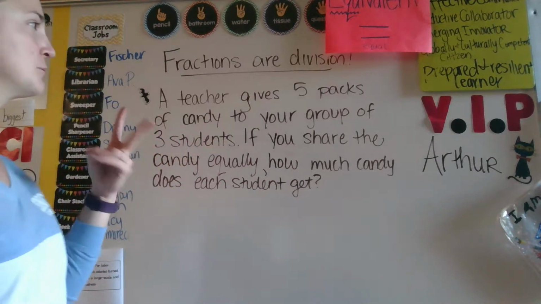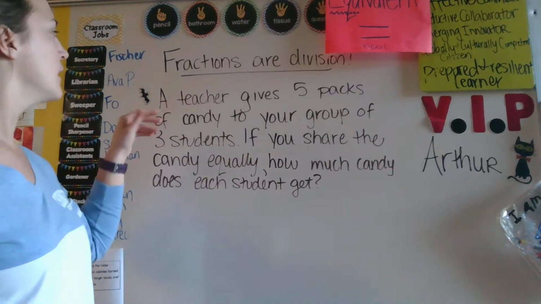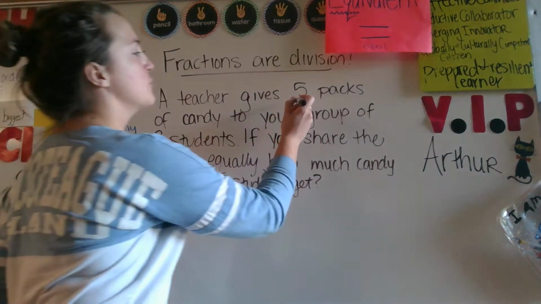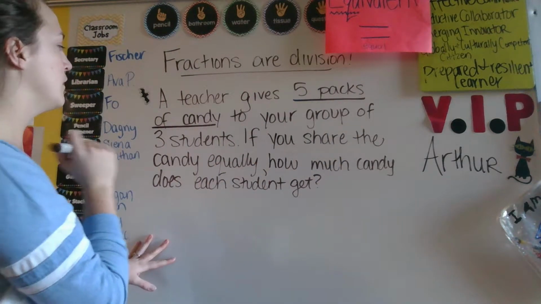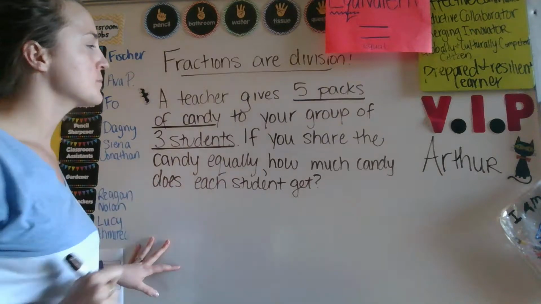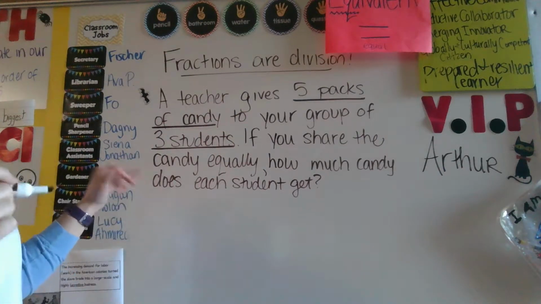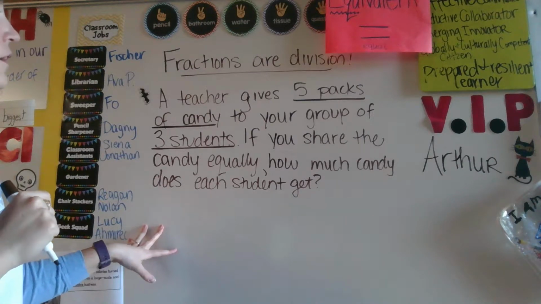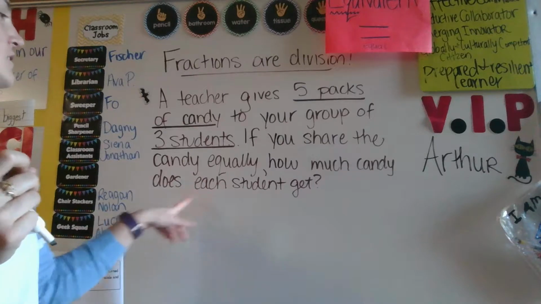The second time I read, I'm going to underline the numbers that I see. A teacher gives 5 packs of candy to your group of 3 students. So she's giving 5 packs of candy to your group of 3 students. So that's 3 students in it. If you share the candy equally, how much candy does each student get?